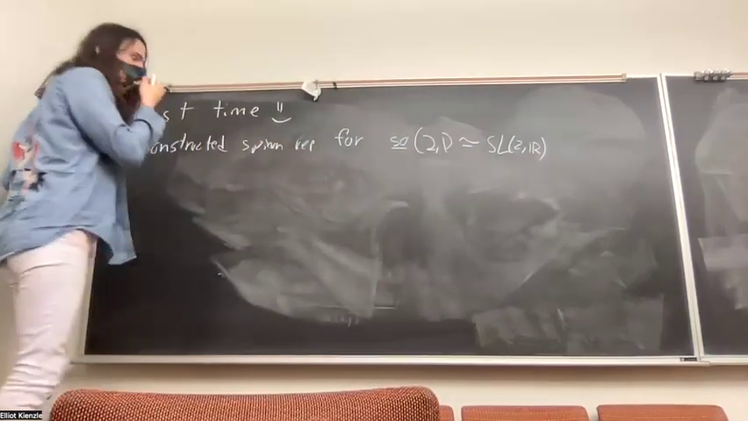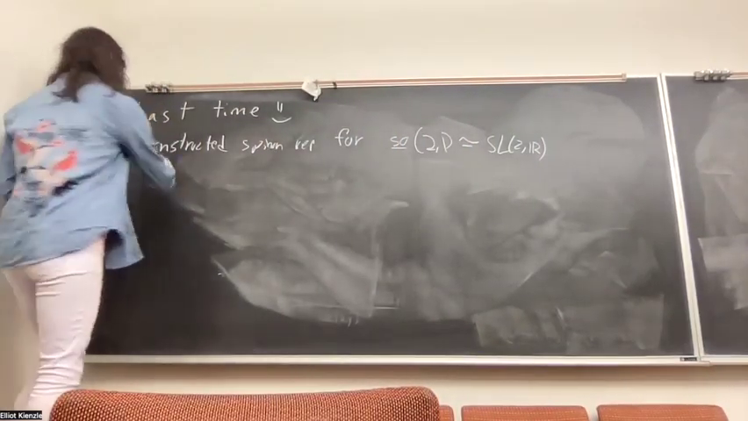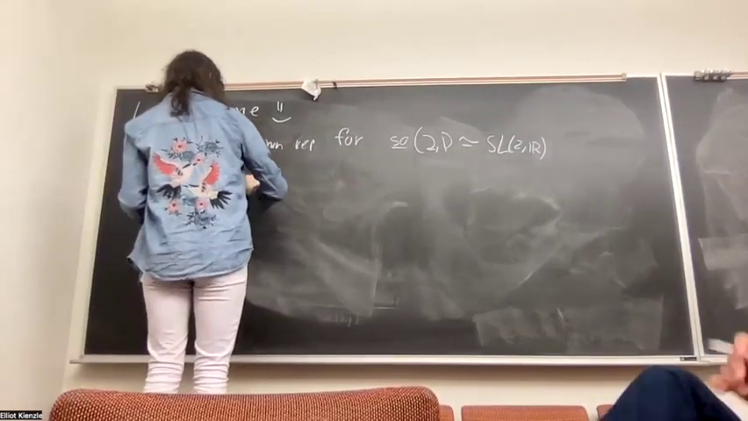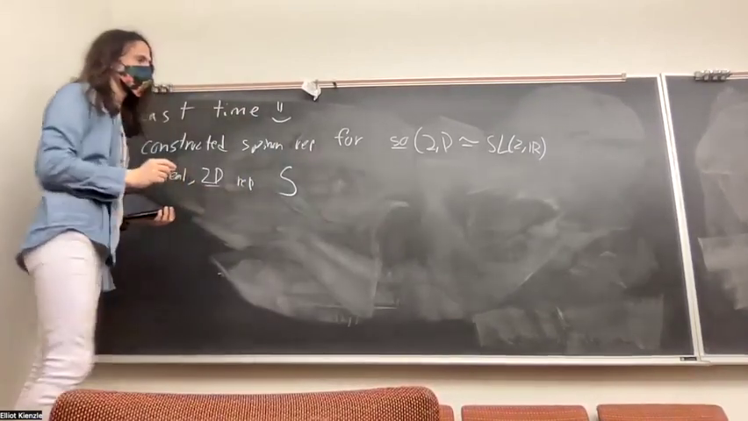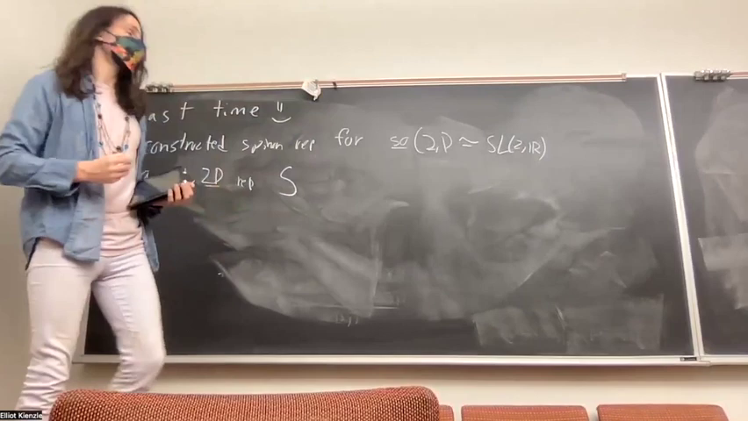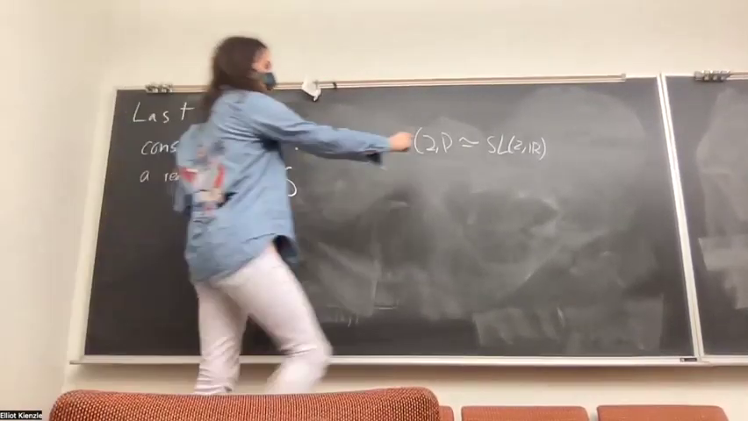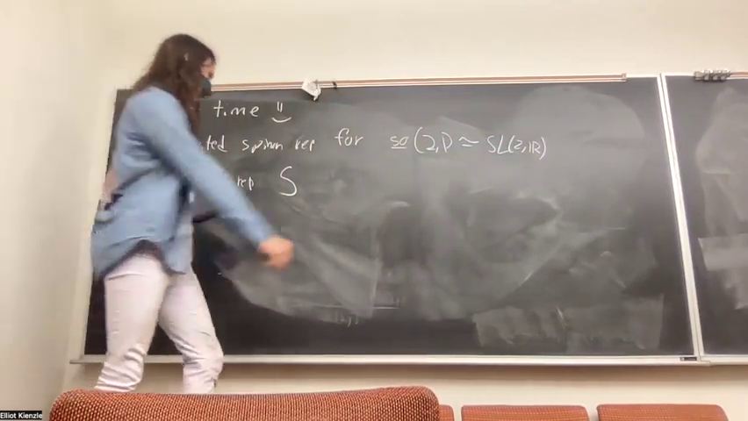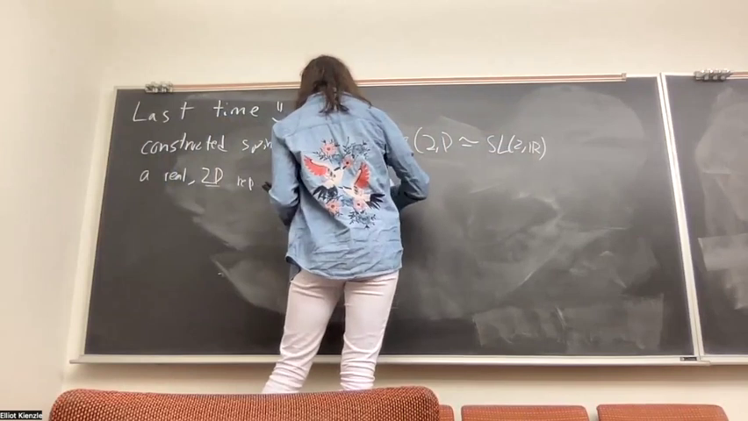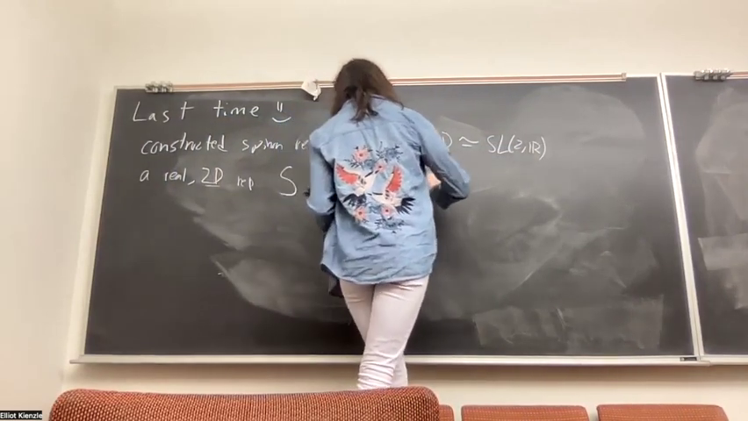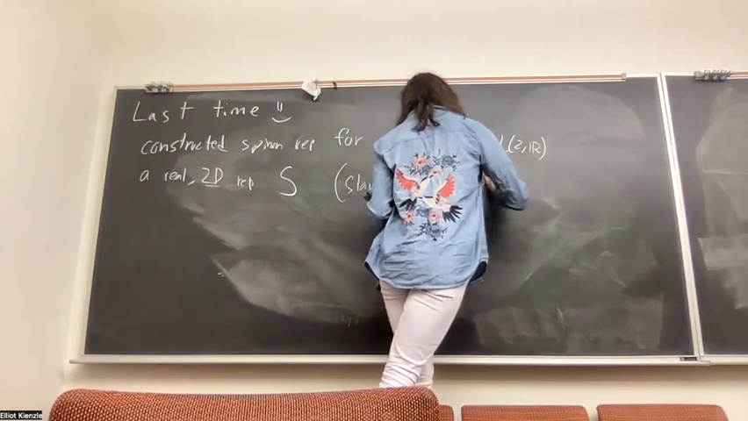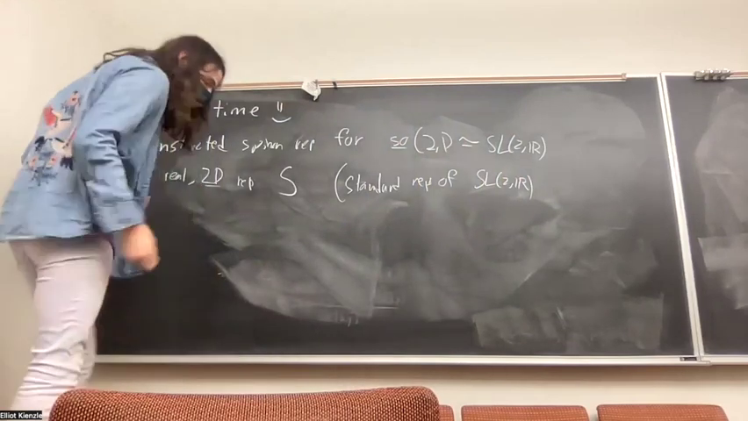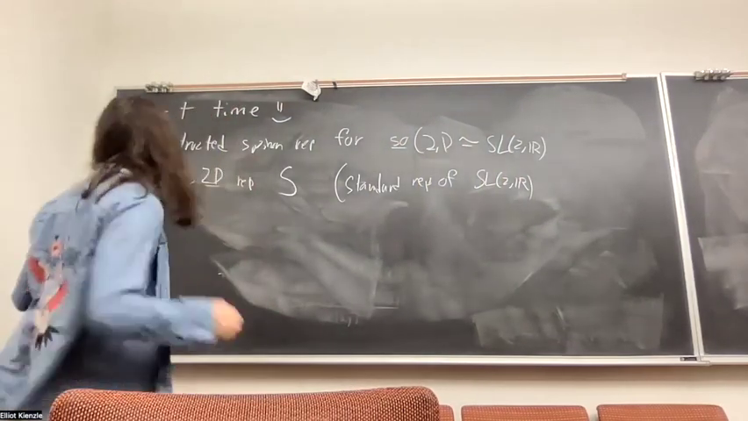And we constructed the spinor representation as a real, two-dimensional representation, which we call S. In this case, it's very explicit what this is. This is just the standard representation: I have a 2x2 real matrix, and it acts on real vectors. But the way we constructed it is using a whole lot of machinery about Clifford algebras.